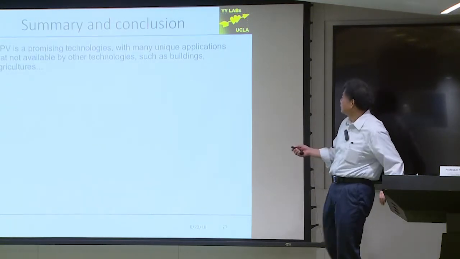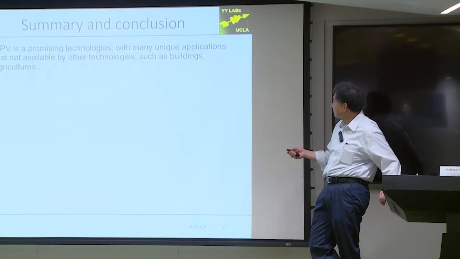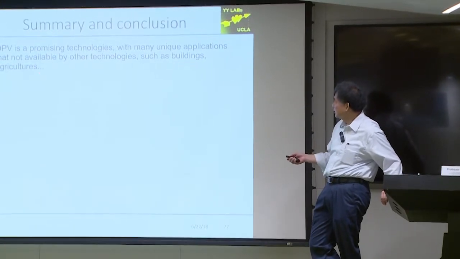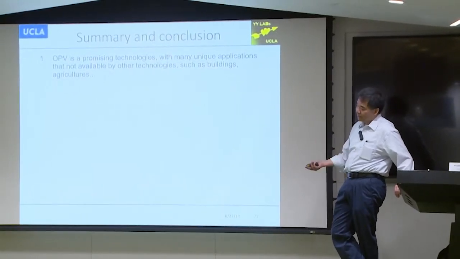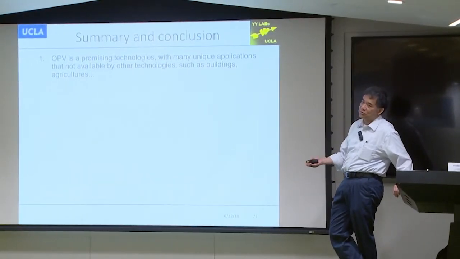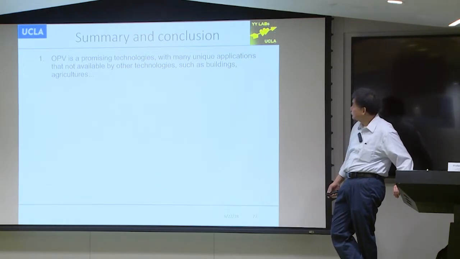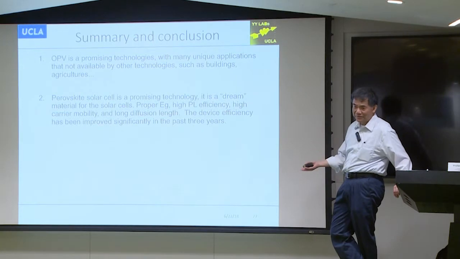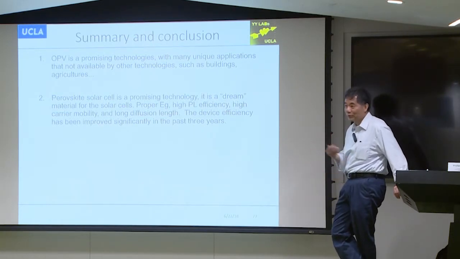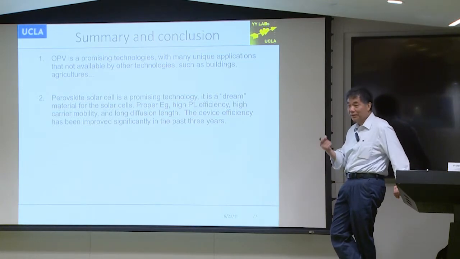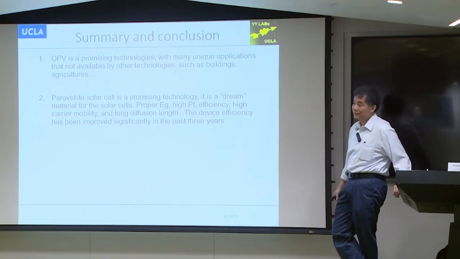OPV is a promising technology with many unique applications not available to other technologies, such as building and agriculture. I forgot to mention, the transparent or semi-transparent OPV can be used for agricultural greenhouses, because plants are amazing. They only use a small portion of the photons. That's why plants are green. They use red photons. How about the rest of the photons? They can be used to generate electricity.